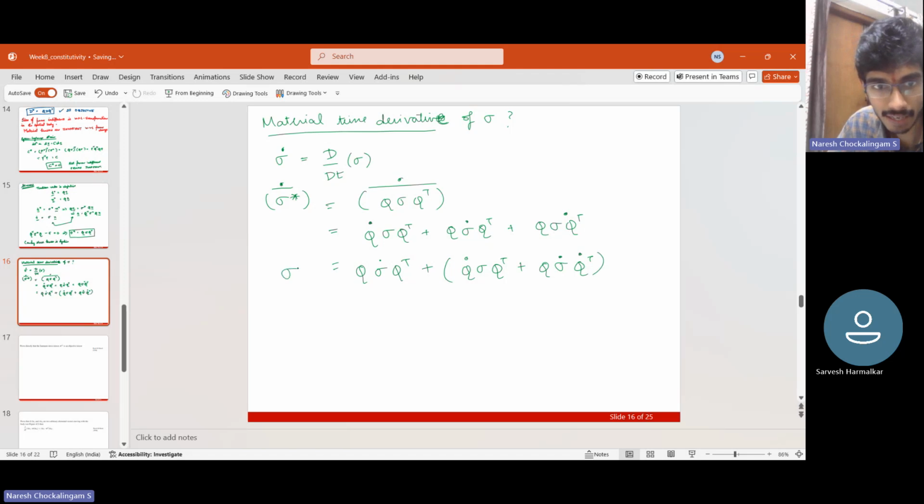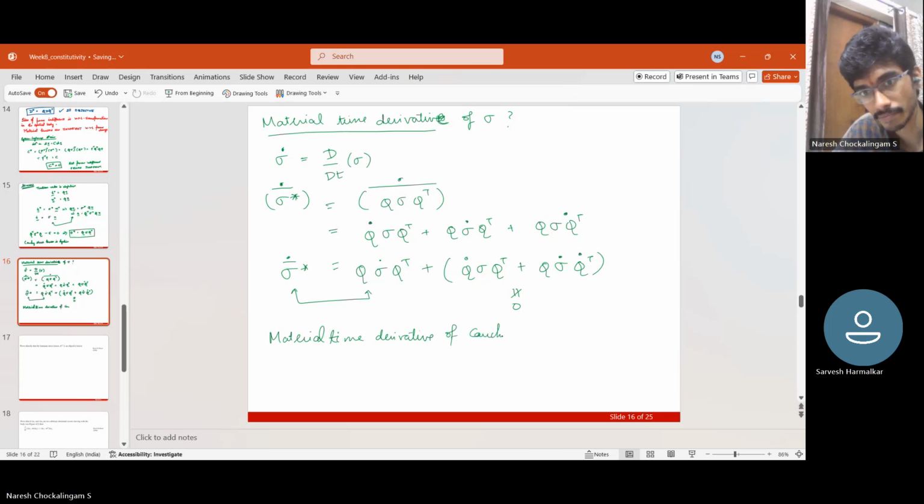If only these two terms were there, then the material time derivative of Cauchy stress would have been objective. But unfortunately, we have a certain term added to it, which is not zero. Therefore, the material time derivative of Cauchy stress is not objective.